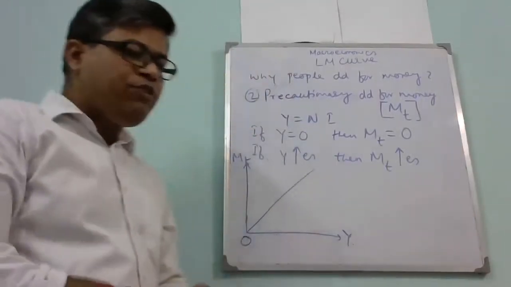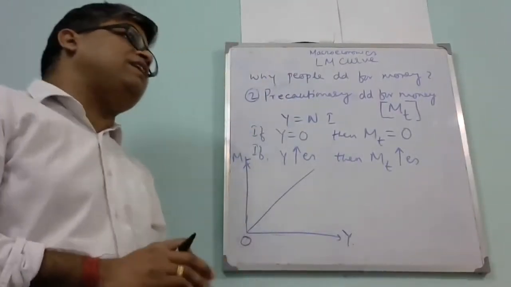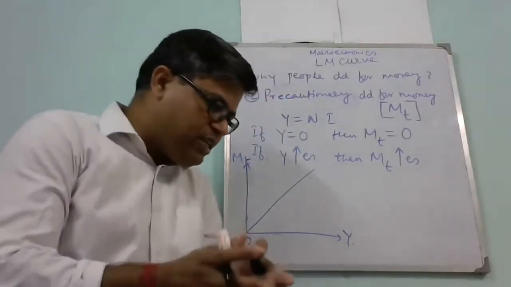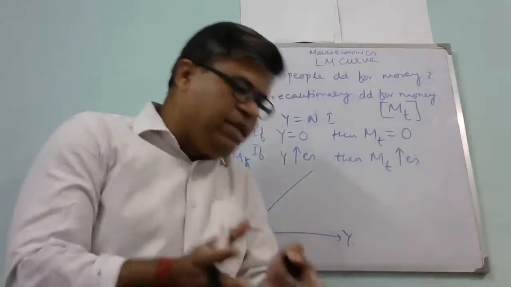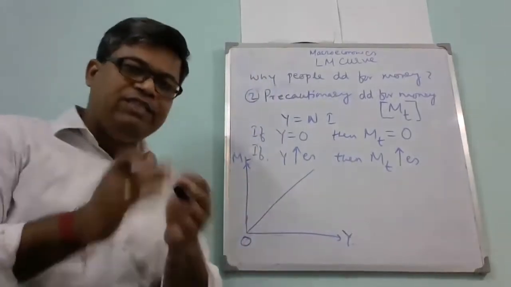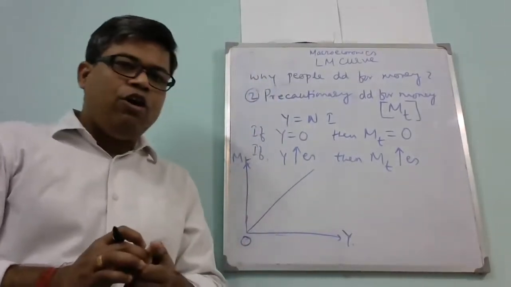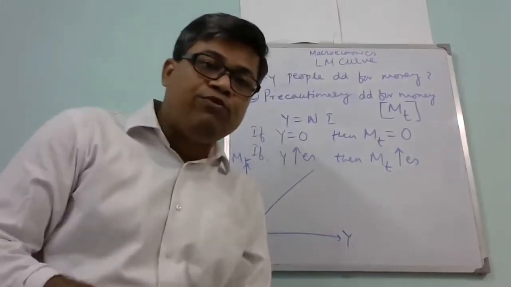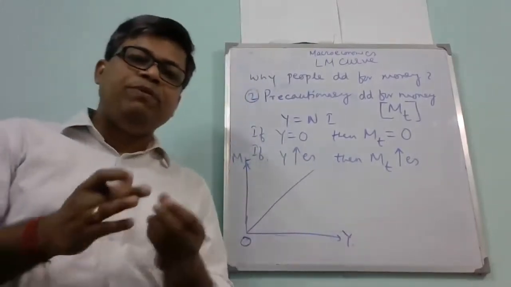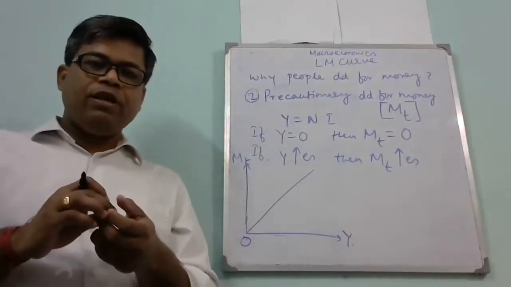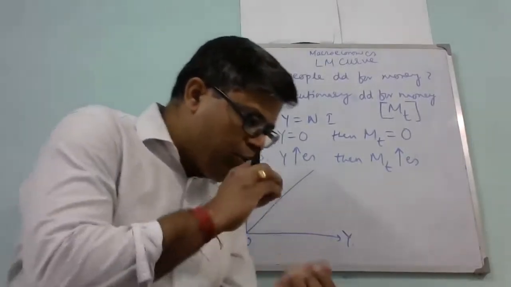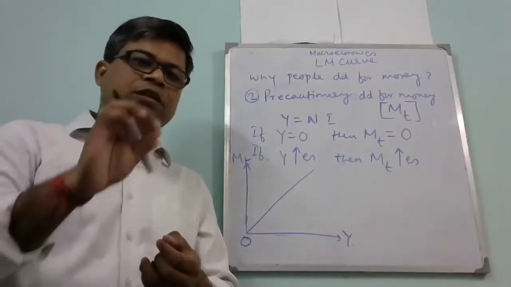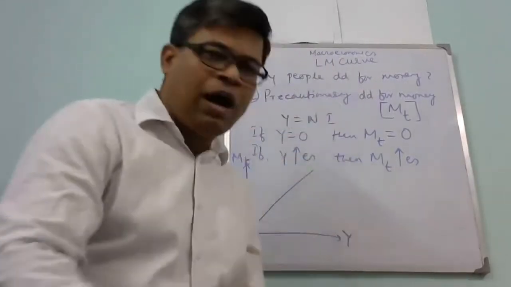We can define precautionary demand for money like this: to protect and promote individual interest against some unforeseen contingencies or unforeseen opportunities, people demand money. What I said, I repeat once again: to protect and promote individual interest against some unforeseen contingencies.